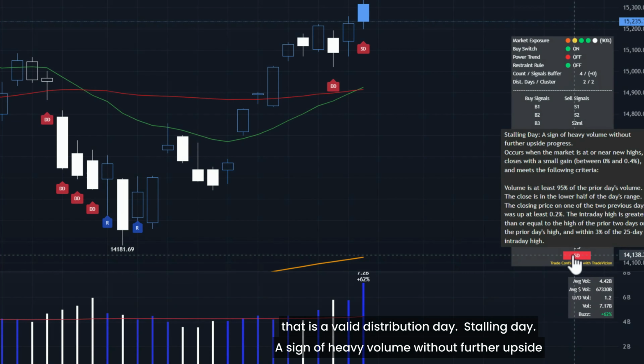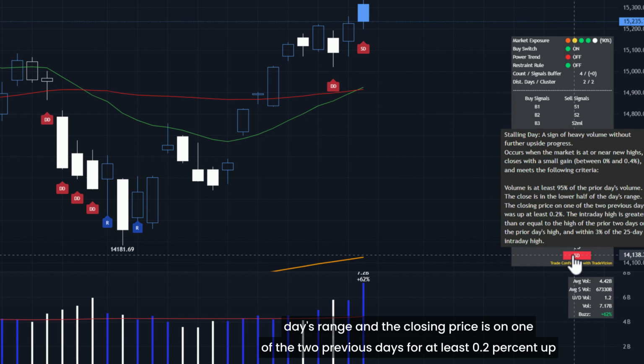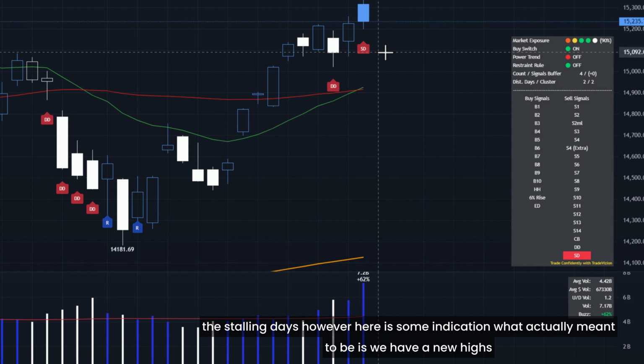Stalling day, a sign of heavy volume without further upside progress, occurs when the market is near new highs and it meets the following criteria. The volume is at least 95% of prior day volume, the close is in the lower half of the day's range, and the closing price is up at least 0.2% on one of the 2 previous days, and the intraday high is greater than or equal to the high of the prior 2 days, or the prior day's high, and within 3% of the 25-day intraday high. So there are a lot of rules for the stalling days.